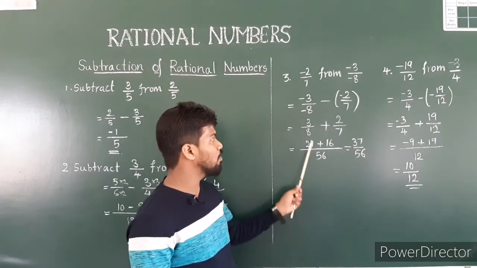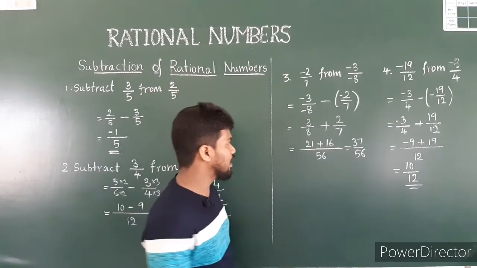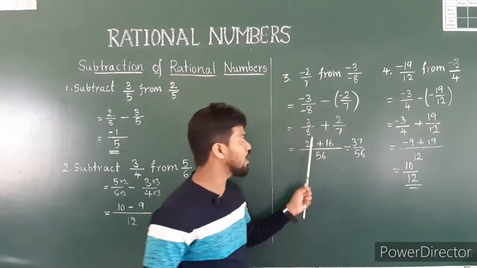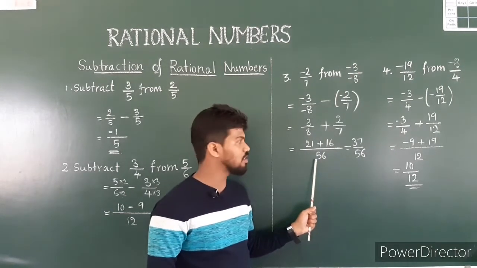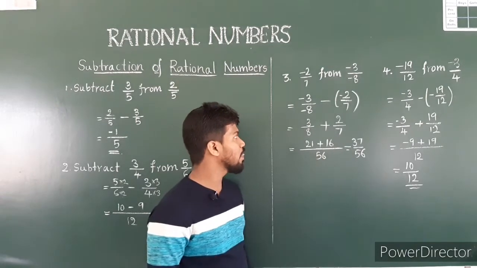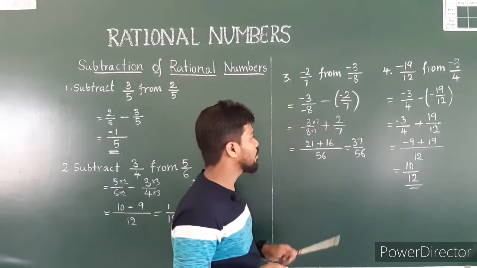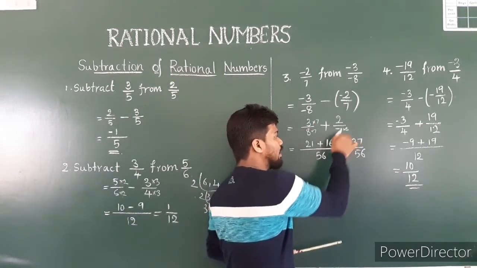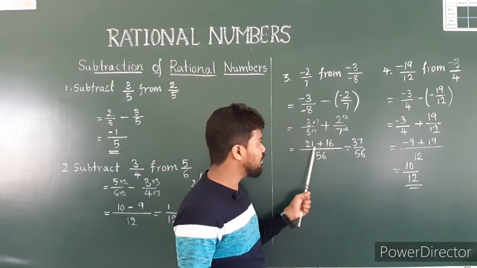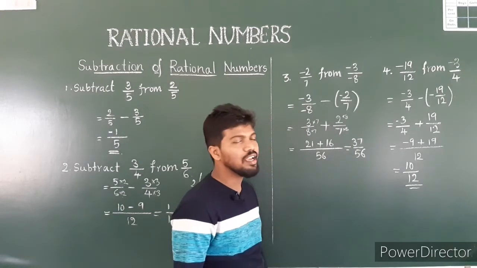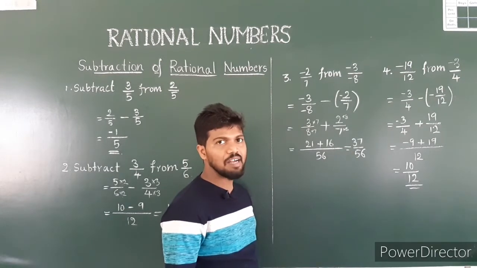Now find the common denominator for 8 and 7. The LCM for 8 and 7 you get 56. It is just multiplication because both are primes, both are co-primes. 8 into 7 you get 56. So 8 sevens are 56, and 3 into 7 is 21. 7 into 8 you get 56, 2 into 8 you get 16. So 21 plus 16, you get 37 by 56. The answer you have is 37 by 56.